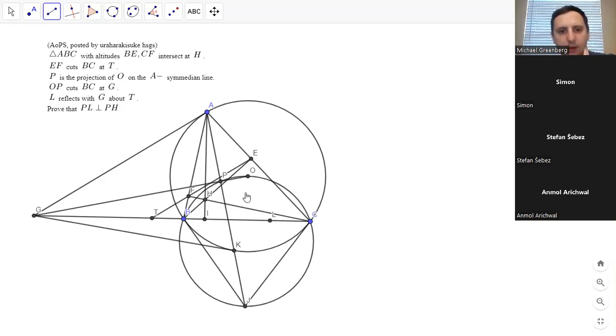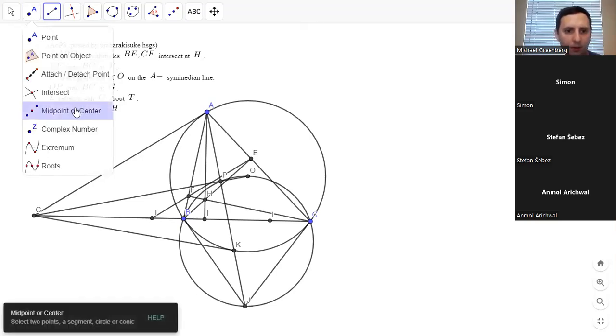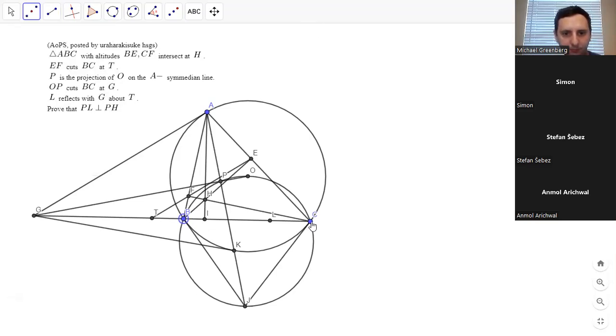This almost feels like some kind of spiral similarity. We want to show PL is perpendicular to PH. Are there any similar triangles we can use? I mean, I could draw the midpoint of BC. And then these have to be collinear, OD and J. So yeah, how do we use that GT equals TL?